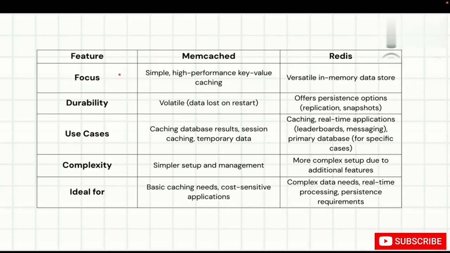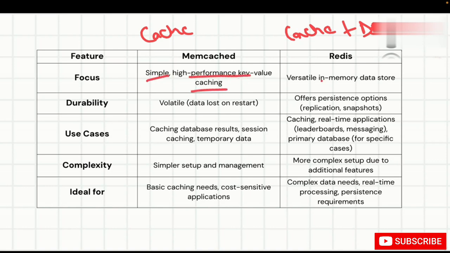So the basic of Memcached, if I have to keep it in simple words, is just for the cache part, whereas Redis can act as a cache plus an entire DB for the use case. So the focus of Memcached is simple, high-performance key-value caching, whereas Redis provides a versatile in-memory data store, so it can act as a cache system plus a database.